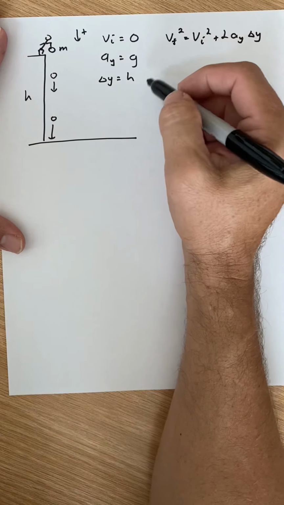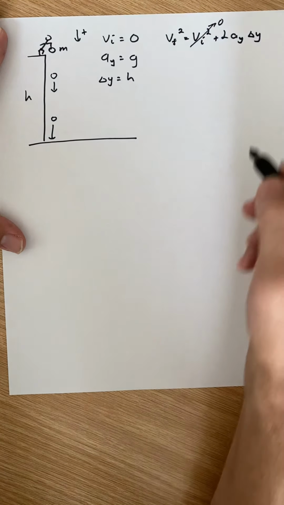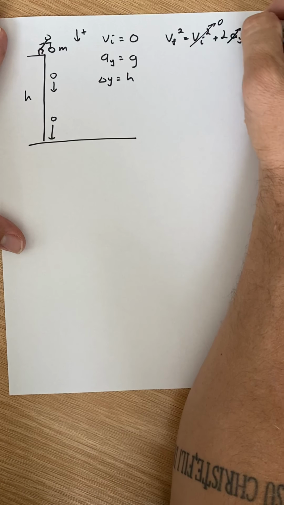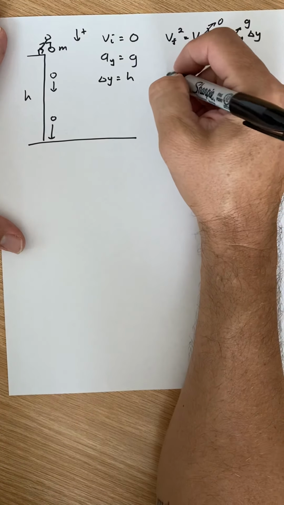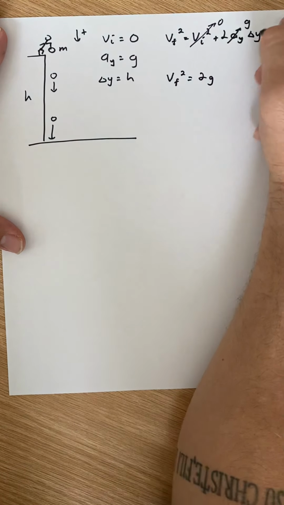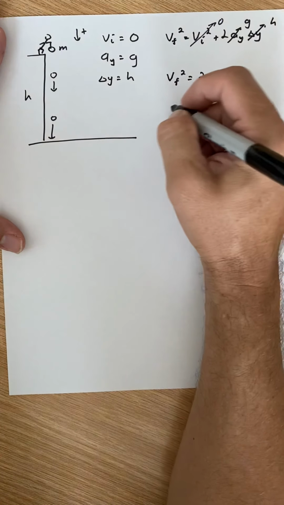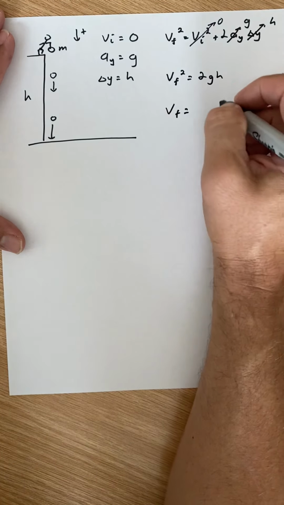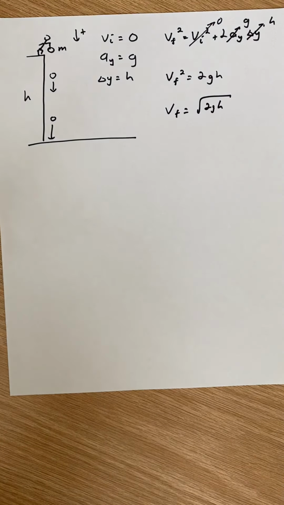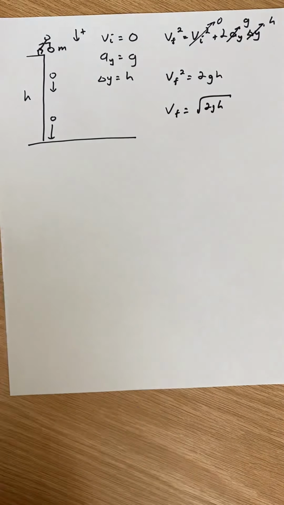Making the appropriate substitutions, the initial velocity is 0, as I noticed, and the acceleration in the y direction is going to be g. So what I'm going to get here is v final squared is equal to 2g, and delta y is going to be h, 2gh, which means final velocity is root 2gh. That's not terrible. It's not a bad problem to do. It's only three lines long after thinking about it.